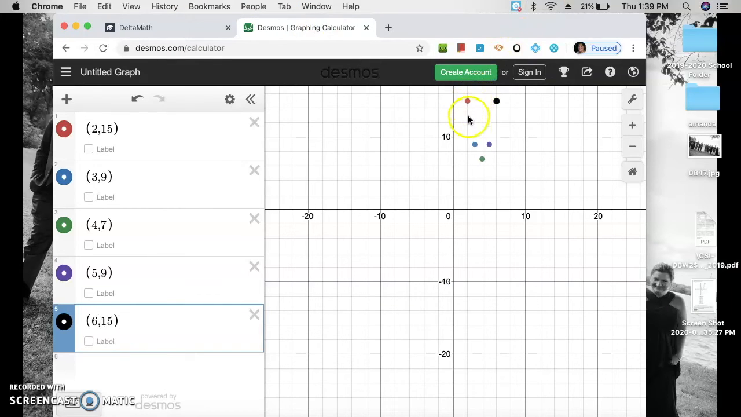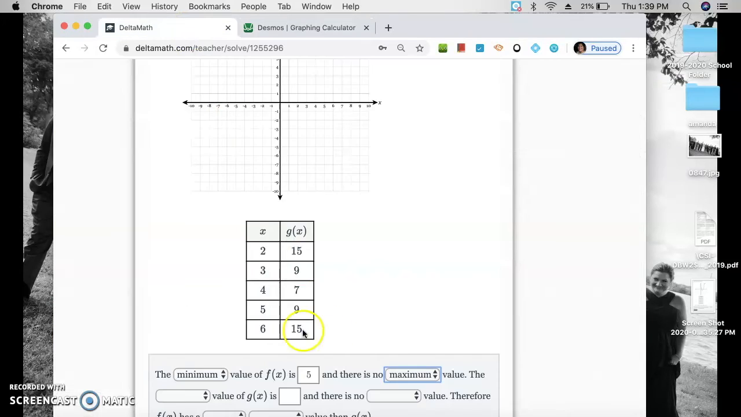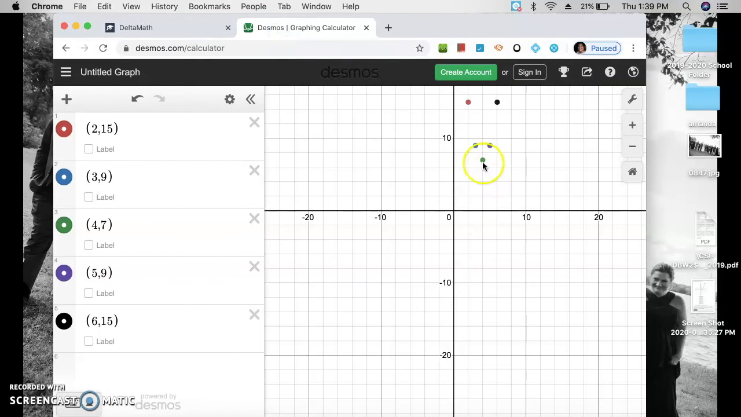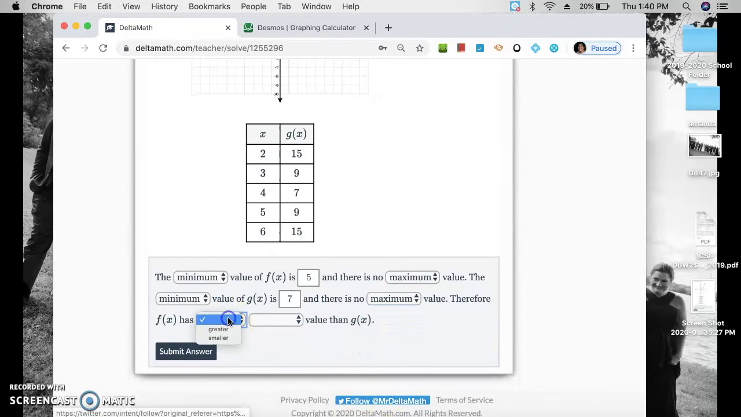Okay, and if you were to draw the parabola through these points, you'll notice it has a minimum also. And the minimum value, so your y value of your vertex, and this was your 4, 7 point. So your minimum of your vertex is 7, making no maximum. Therefore, f of x has a smaller minimum than g of x, since 5 is smaller than 7.